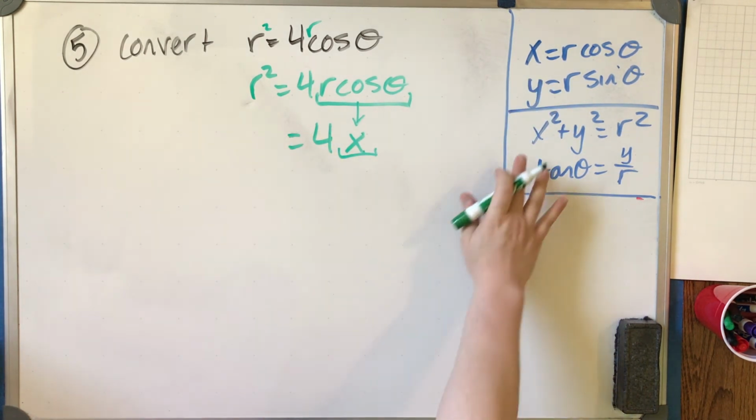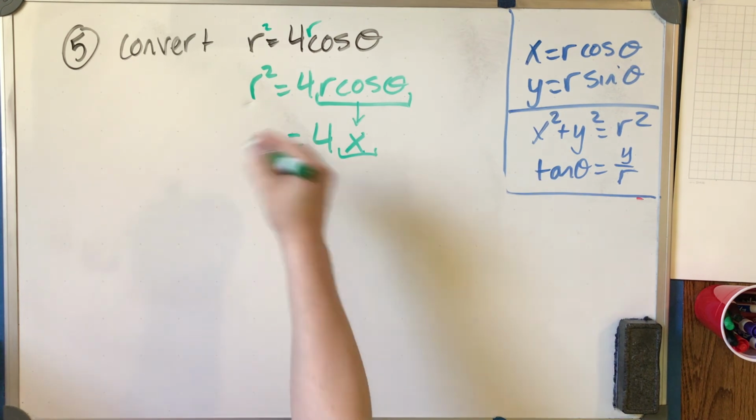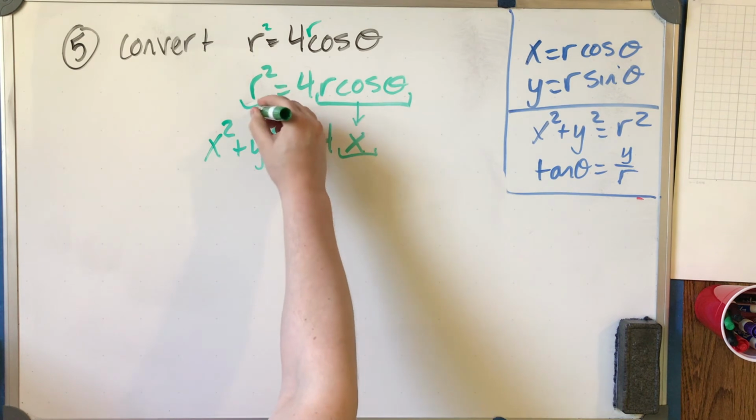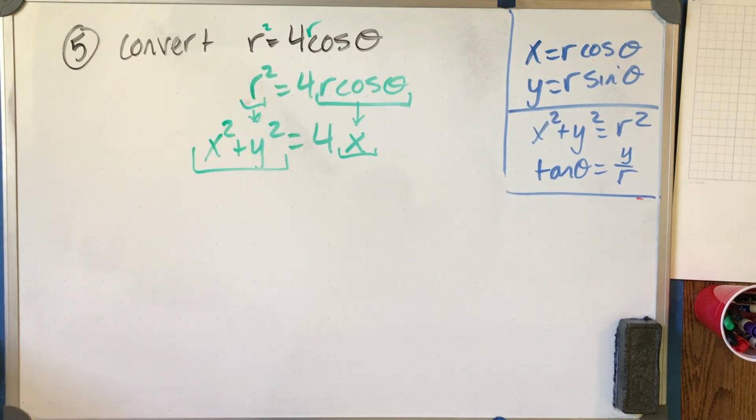And then we have r squared. Well, r squared is really x squared plus y squared, so we can just come over here and replace this side with x squared plus y squared, because that is identical to it. In theory, we're done because we have a rectangular equation, but they've asked us to identify it, and there is a little bit of space for us to graph it.